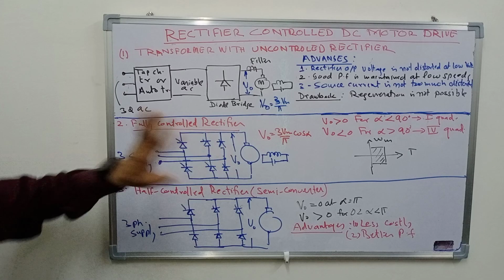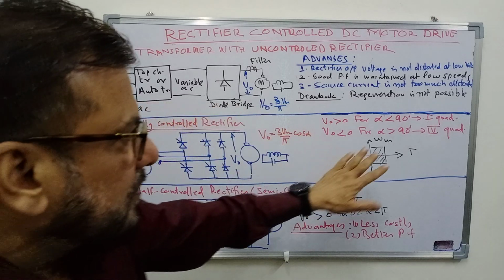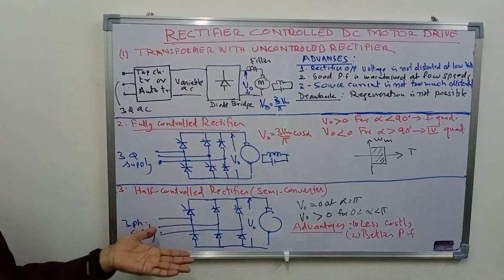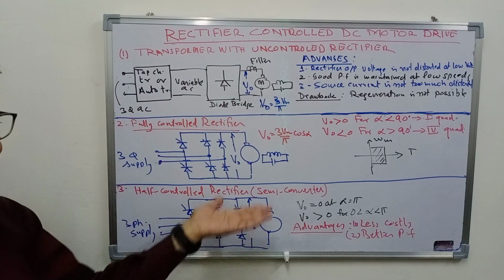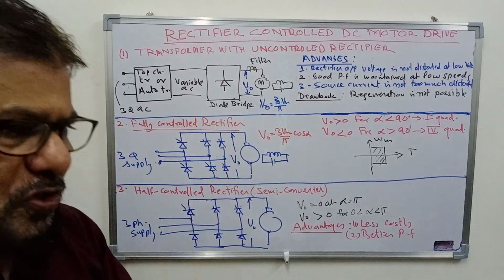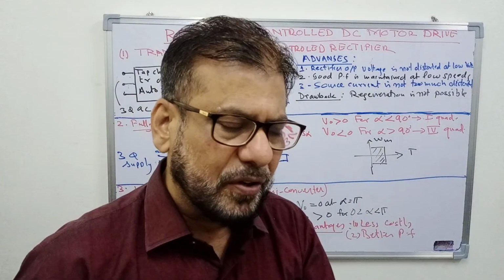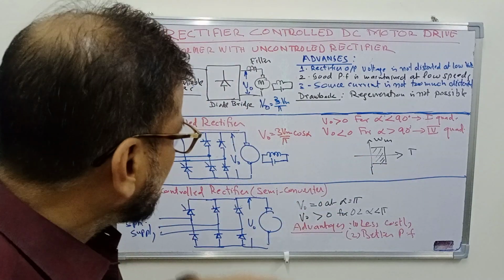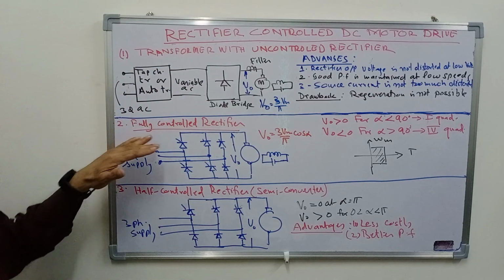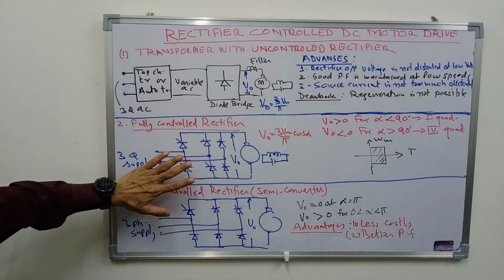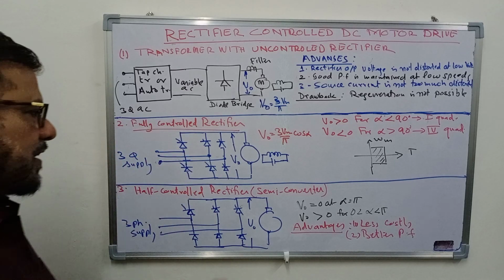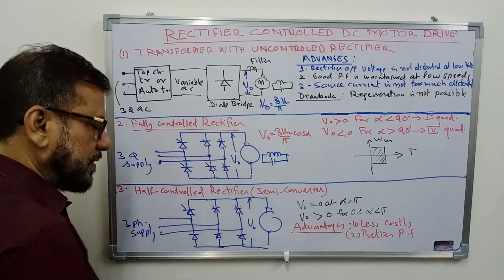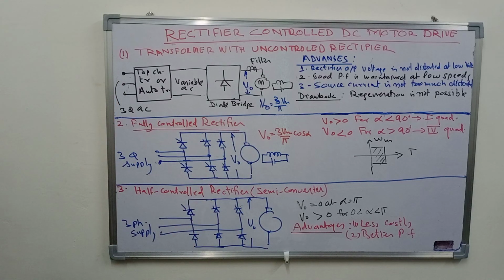But as such, in this case, only first and fourth quadrant operations are possible, and the voltage can be reversed. And for that too, certain conditions should be there. We shall discuss in detail later on in what condition we can go in the fourth quadrant. So this is the scheme, that is fully controlled rectifier. I have shown here a three-phase rectifier. For single phase, this will not be there. We have two legs in this thyristor bridge.